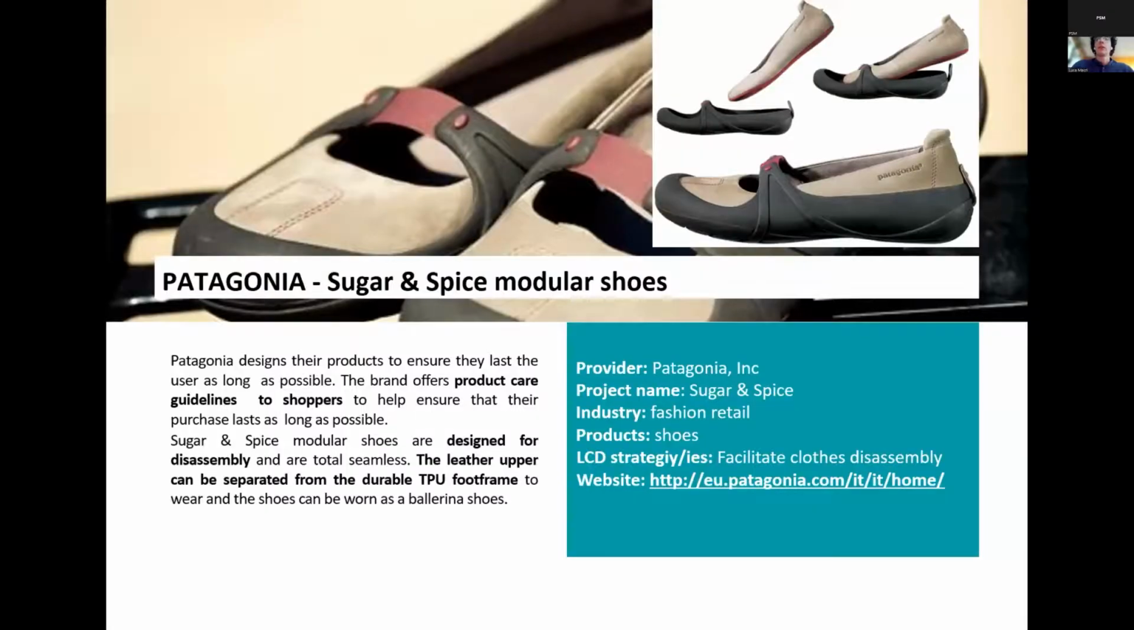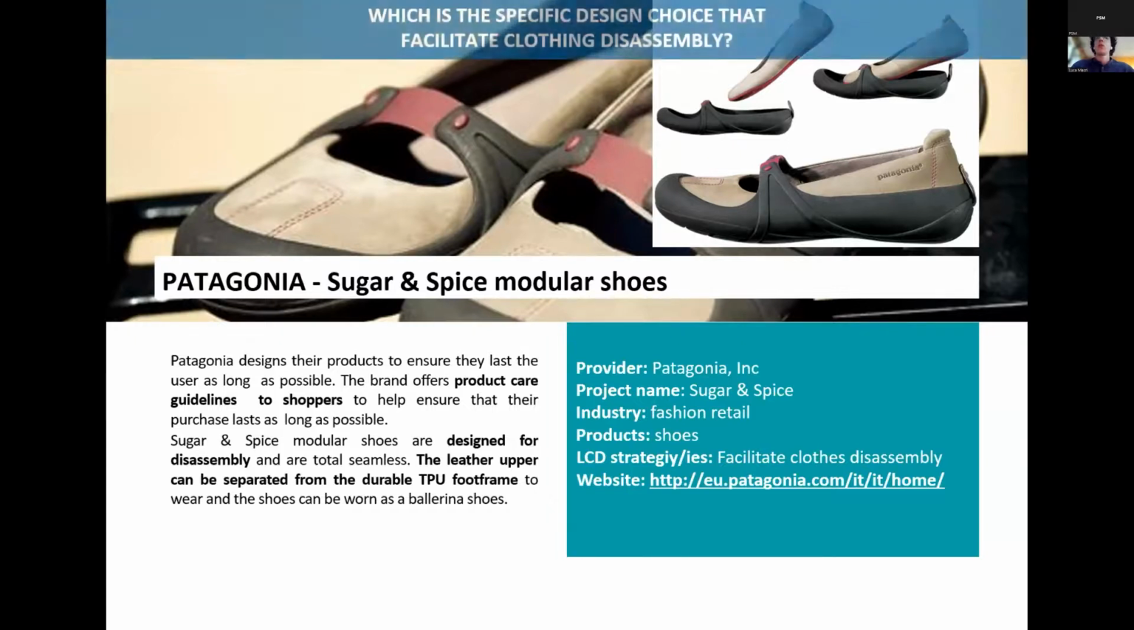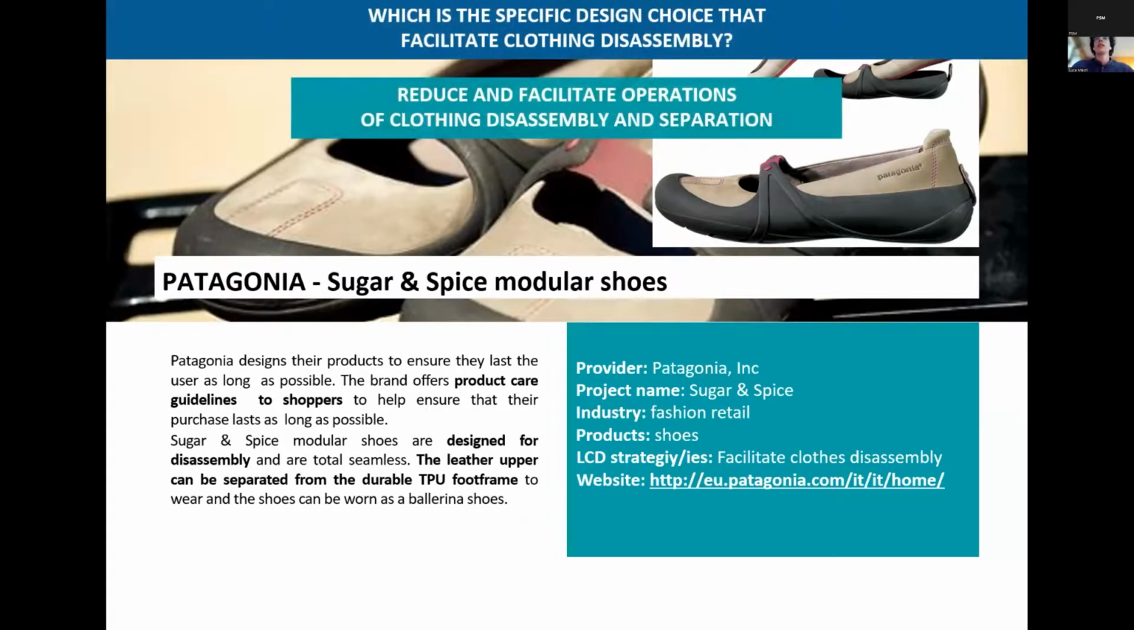Okay, so the example here is again from Patagonia. It's not a mainstream product, but it's quite interesting because what you see there is a shoe that is made of two modules. One is the sole and one is the upper part. That can be very easily separated and maintained and whatever. And so what is applied here is reducing and facilitating the operation of this assembly, and in particular, preferring some modular structure. So I have a module, I have the second module, they just assemble together, I can interchange them, and that's it.